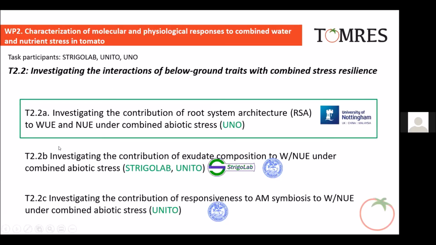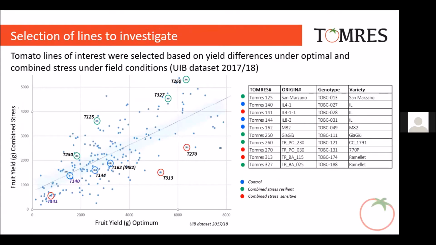So within TOMRES, all my work's been centered around work package 2, task 2A, where we've been investigating the contribution of the root system architecture to combined abiotic stress. Because the technique takes quite a long time to actually get the data, we had to select a subset of lines.